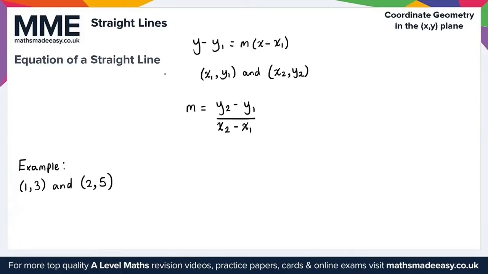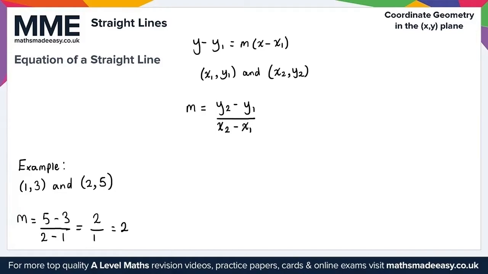To do the gradient, we just use this formula for m. So m is equal to y2 minus y1. I'm going to call this my y2, so that's 5 for y2, minus y1, which is 3. So that's 5 minus 3 divided by x2, which is this 2 here, minus x1, which is the 1 here. If we simplify numerator and denominator, 5 minus 3 gives us 2, and our denominator, 2 minus 1, simply gives us 1. So we get 2 over 1, which is simply 2.